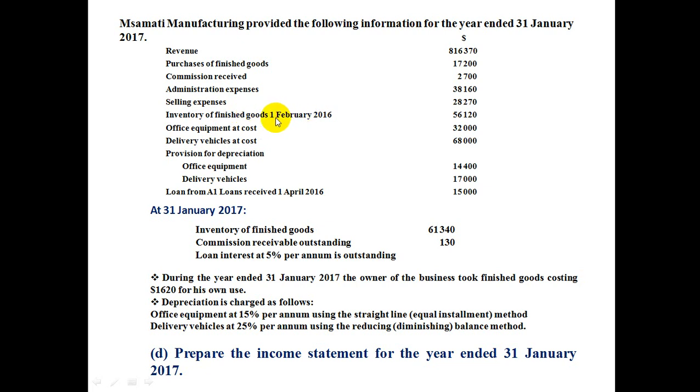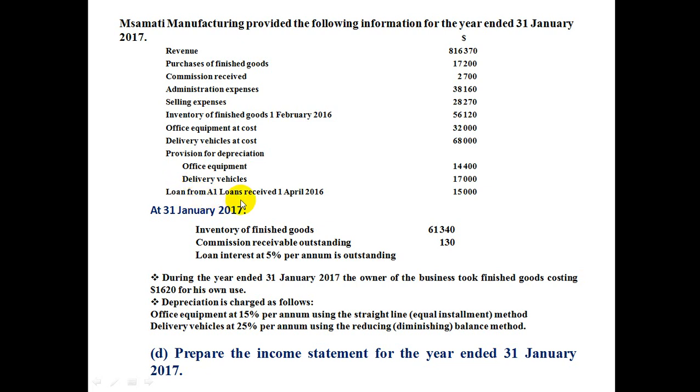Inventory of finished goods on 1st February 2016. This inventory is actually the beginning inventory of finished goods to be used in cost of sales portion. Office equipment, delivery equipment, both are given at cost. For income statement, we need to use them while calculating their depreciation. Previous provision for depreciations of these non-current assets are also given.